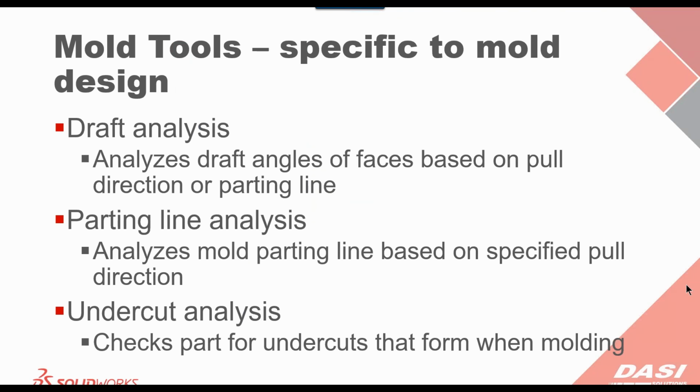Okay, mold tools. These are pretty specific to mold design. I'm not going to get into too much depth of these, but in summary, there are 3 of them that are typically used. There's draft analysis, which analyzes your draft angles of faces based on the pull direction or the parting line. There's a parting line analysis, which analyzes your parting line based on specified pull direction. And there's an undercut analysis, which checks the part for undercuts that could form when molding. If you have undercuts in your part, that's not going to work. It usually will hang up on the mold or even get completely stuck in there, right? So those are 3 tools that are very specific to mold design.